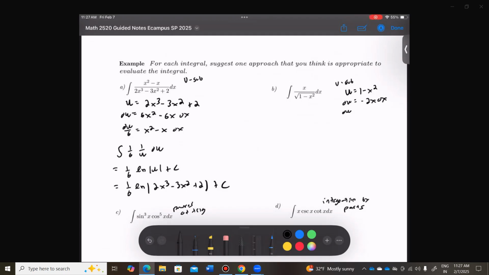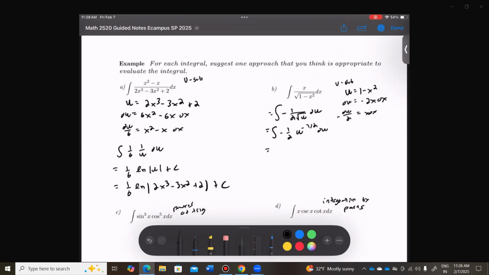So du over 2 equals negative, we'll do it this way, make that positive, x dx. So we can substitute this in now, or negative 1/2 square root of u du. I'll rewrite this, negative 1/2 u to the negative 1/2 du. And when I do this, it's just applying a power rule now.